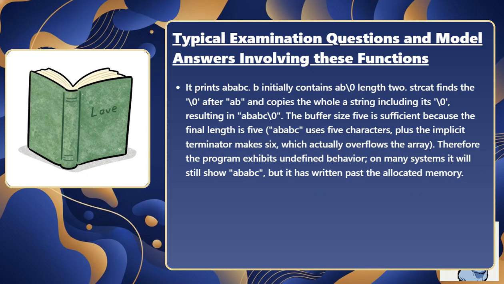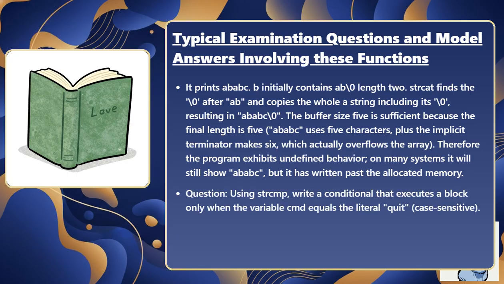It prints "ababc". B initially contains "ab" with a null terminator, length 2. strcat finds the null after "ab" and copies the whole string including its null, resulting in "ababc" with a null terminator. The buffer size 5 seems sufficient because the final length is 5, but the implicit terminator makes 6, which actually overflows the array. Therefore, the program exhibits undefined behavior. On many systems it will still show "ababc", but it has written past the allocated memory.